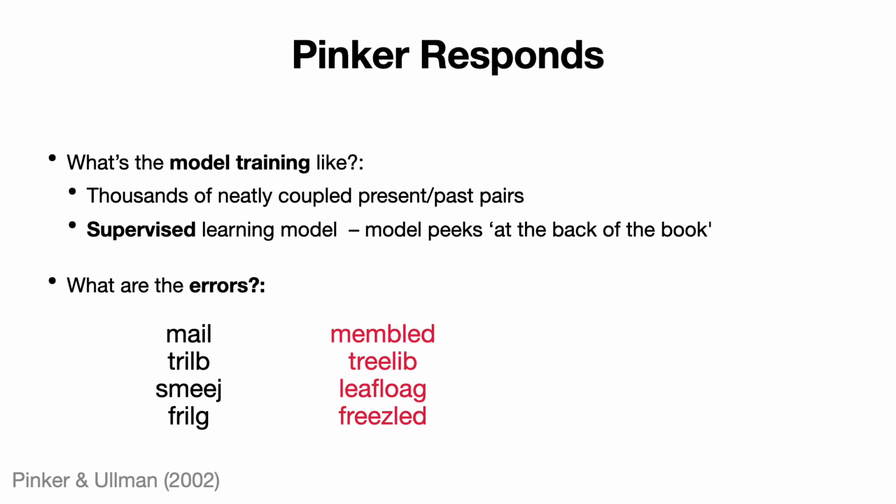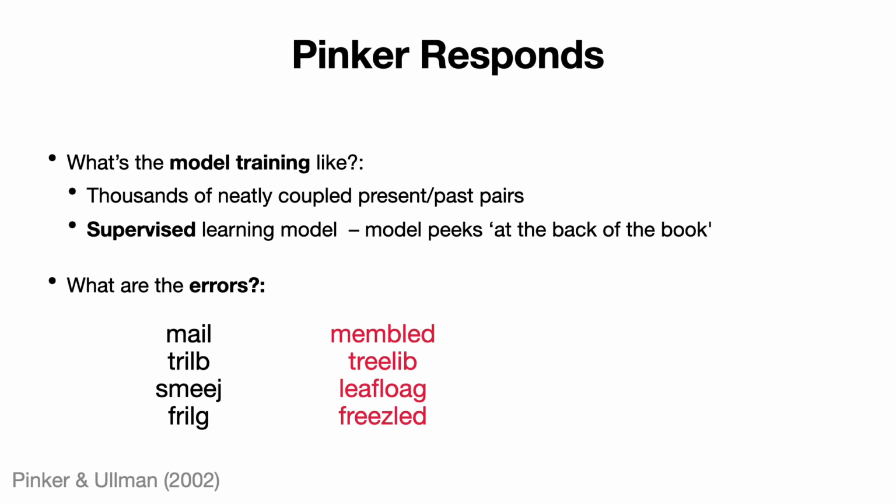These models do not do that. These models love to over-irregularize. So for instance, if you give the model the verb male, which it was not trained on, it might produce a form like membled, Pinker and Ullman point out. If you give it a form like trilb, you might get something like treelib. If you give it something like smeege, you might get a very weird form, leaflogue, which is one of my favorites. And if you give it the verb frilg, you might get something like frieseled. So this is not right. This is not a good model of what humans do.